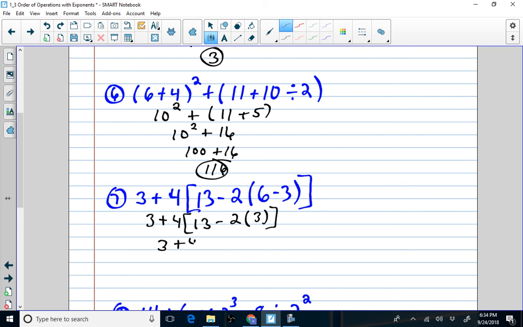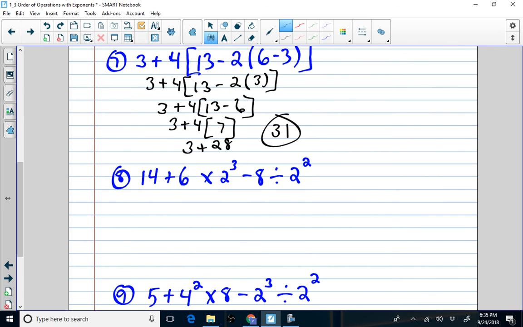So this is 3 plus 4 bracket 13 minus 2 times 3 is 6. Now I have to do the subtraction because I'm working my way inside the grouping symbols out. So this is 3 plus 4. Now this 4 outside the bracket means multiplication. 13 minus 6 is 7. So now I can do the multiplication before I do the addition. 4 times 7 is 28. So this is 3 plus 28, which should give us 31.